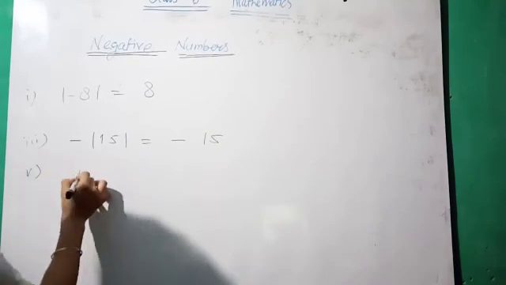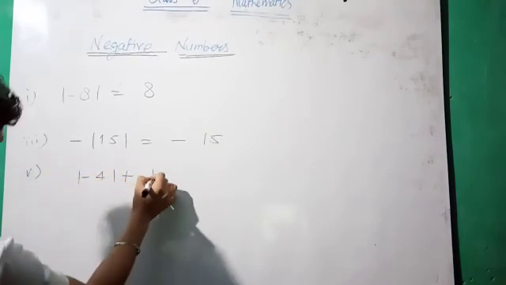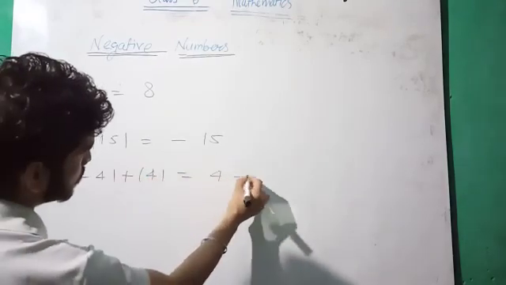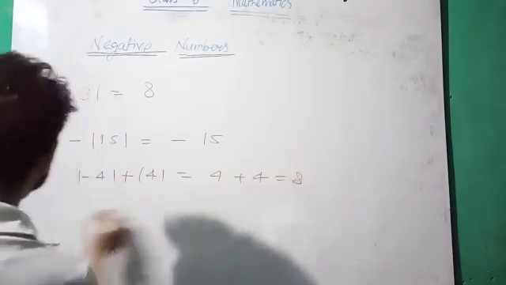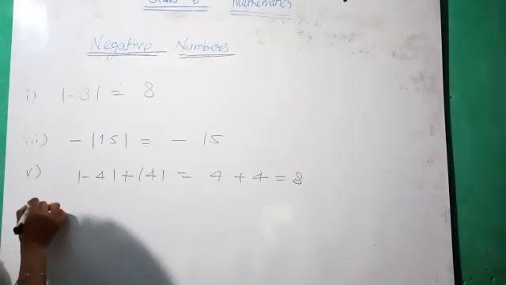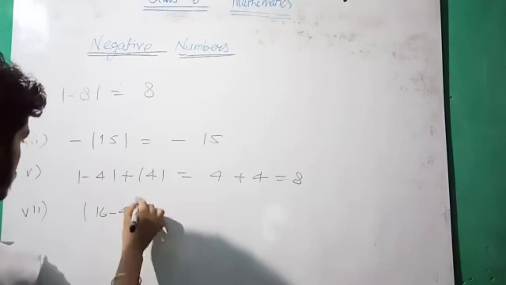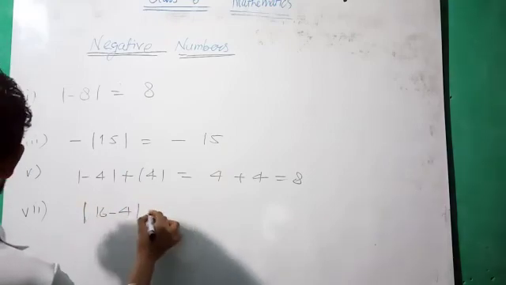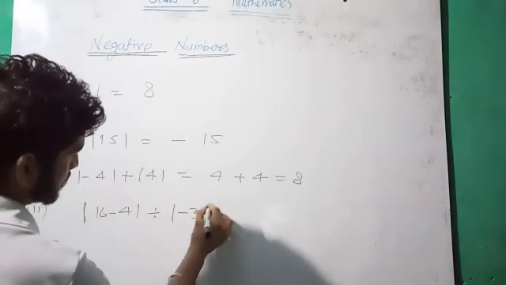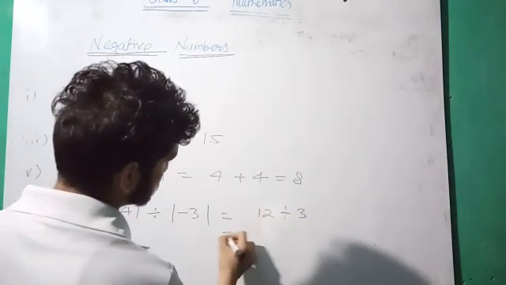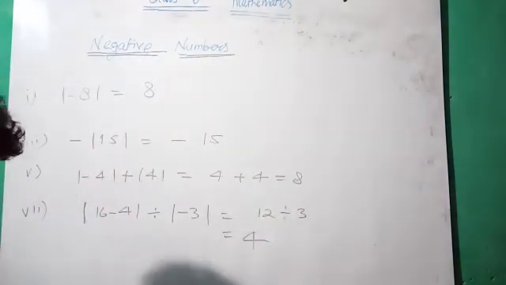Fifth part, mod of minus 4 plus 4. Mod of minus 4 is 4. 4 plus 4 is 8. Seventh part, mod of 16 minus 4, divided by mod of 3. That is 16 minus 4 is 12. 12 divided by 3. Answer is 4. Similarly, you have to do the other parts.